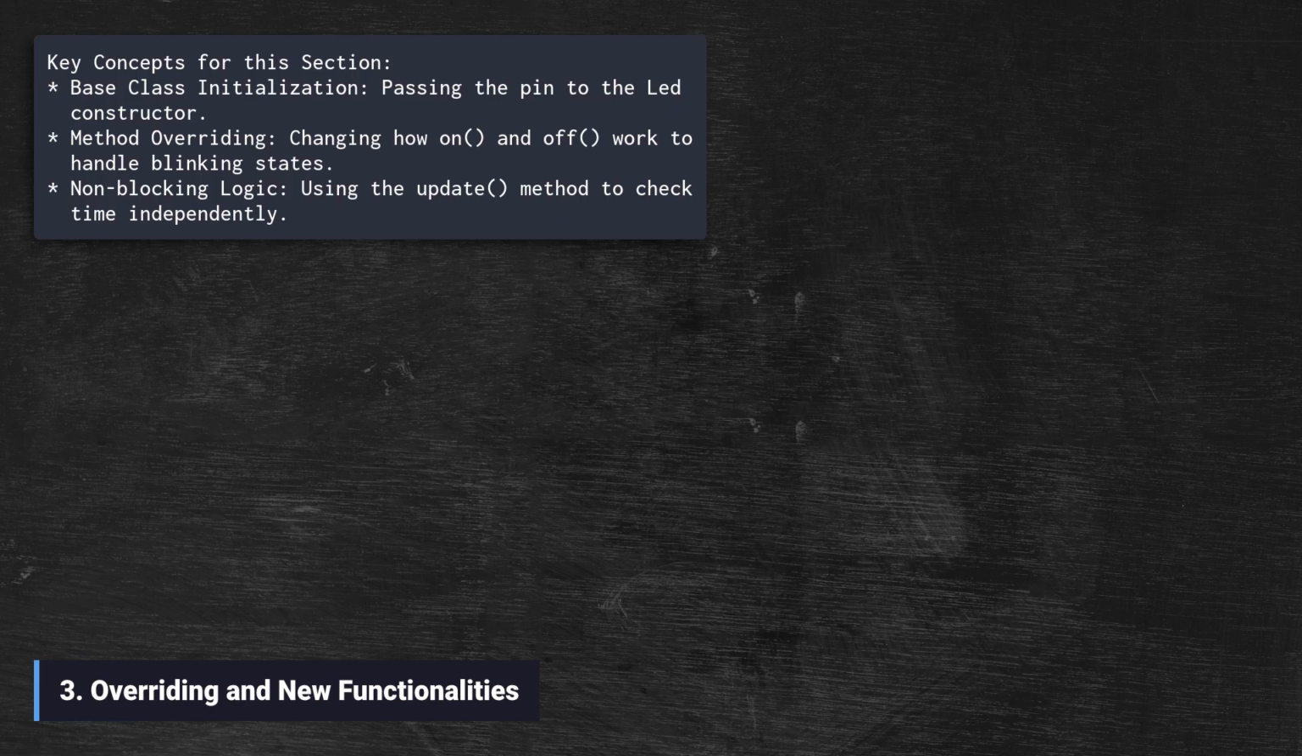We won't just use the LED methods, we will override them. For example, when we call on for a blinker, it needs to start the blinking timer, not just turn the light on. We will also add a setRate method to change speed, and an update method to keep the timing engine running.